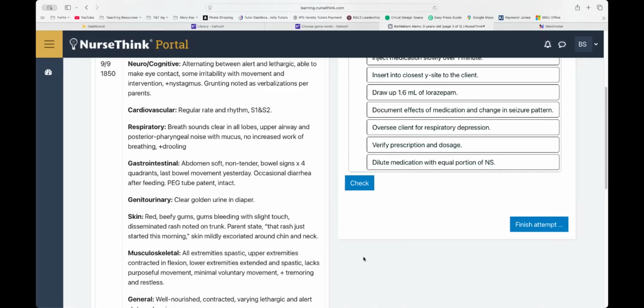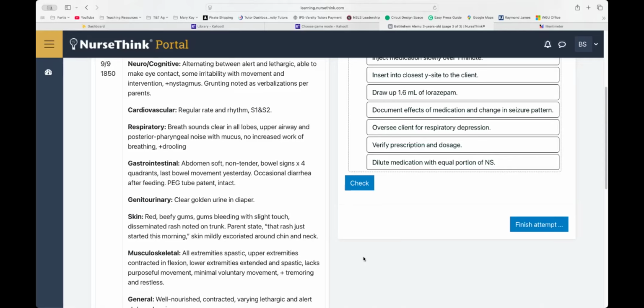We're voiding well. We have red beefy gums that bleed with slight touch, and we have a rash all over our trunk. Parents state that rash just started this morning. We also have excoriation around our chin and our neck.